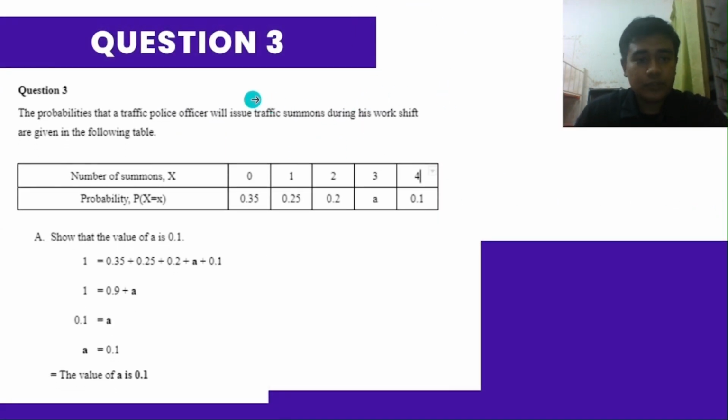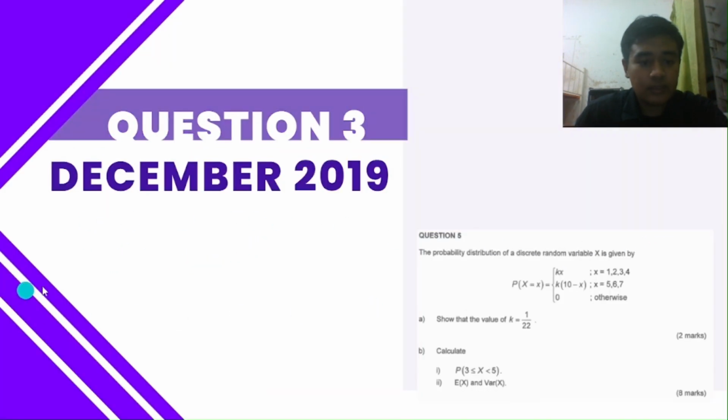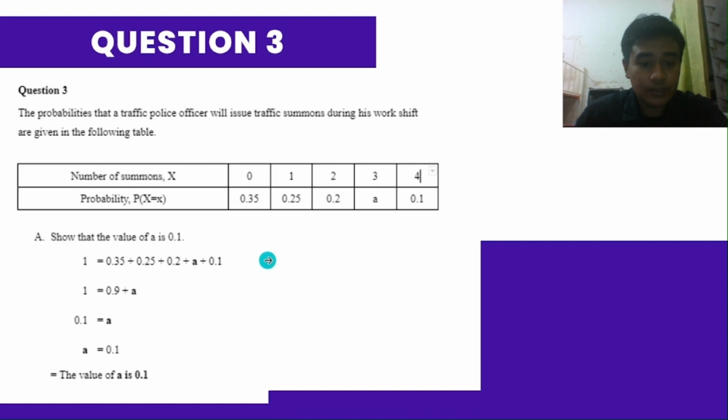This question is mostly the same as the previous question, but with a little bit of its own twist. For question 3 in December 2019, part A, we need to find the value of a. The way we do this is by summing all of the probabilities and setting them equal to 1.